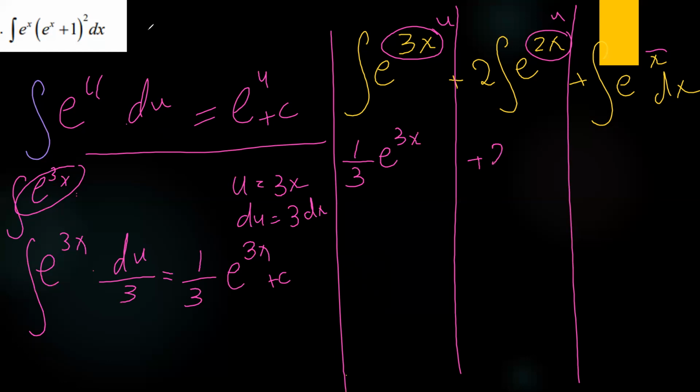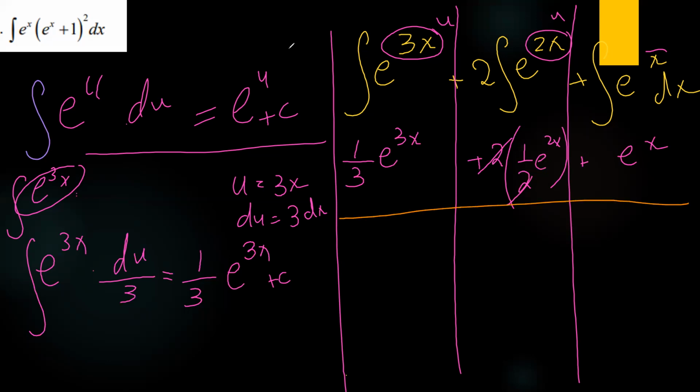And the second one is 2 times half e to the power 2x. And the third one, the integration of e to the power x will be e to the power x. Then 2 cancels 2. So it comes out as a third e to the power 3x plus e to the power 2x plus e to the power x plus c.